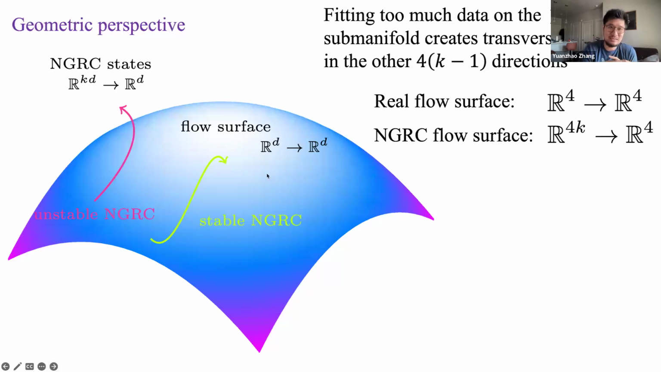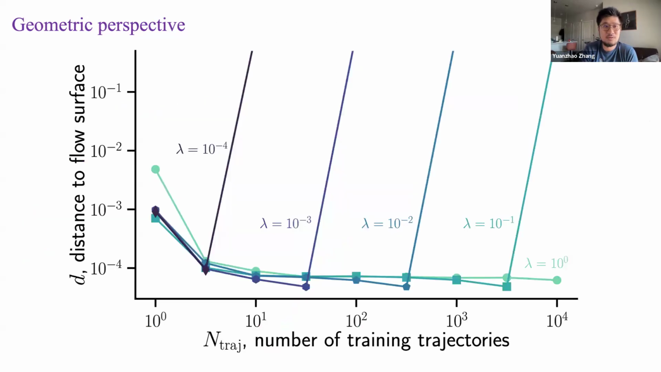Then after that, it doesn't matter how well the NGRC fit the flow surface, because you are never going to see it. This is just showing the distance from the NGRC state to the flow surface as it makes autonomous predictions. And as you can see, the divergence from the flow surface coincides exactly with when NGRC becomes unstable.